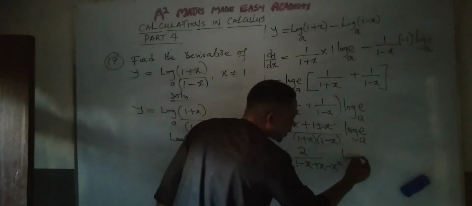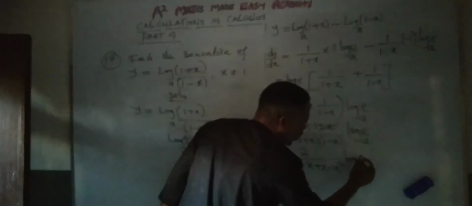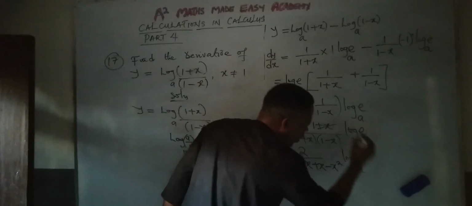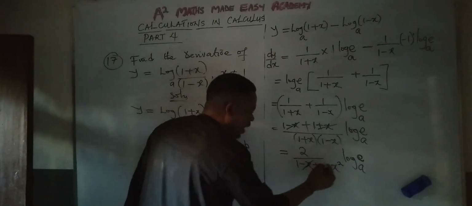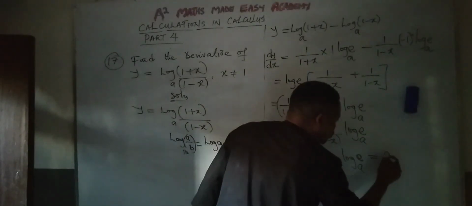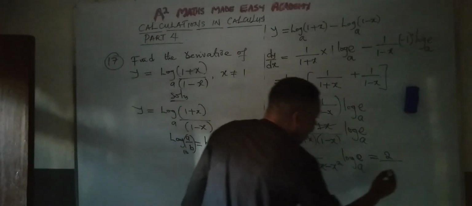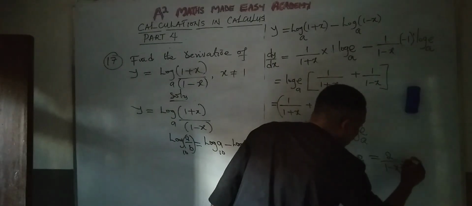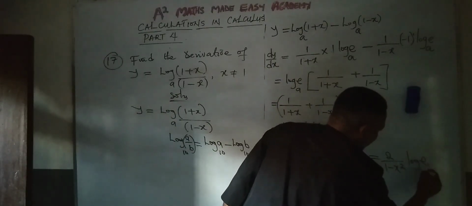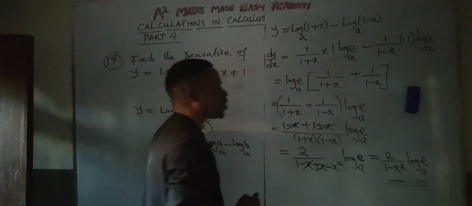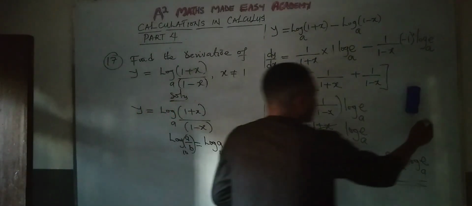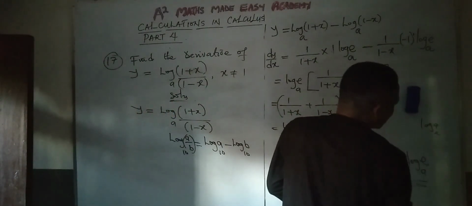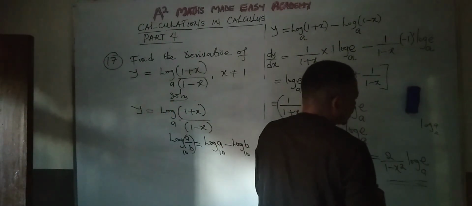Then log base E is log exponential to base A. Are you with me now? So what do you think that will happen? Minus x will cancel plus x. So what is remaining now? It is now 2 all over, I have with me 1 minus x squared followed by log exponential to base A. This is how to solve a problem like this. Have I made myself clear? Now that is exactly what we are looking for. Do you understand?